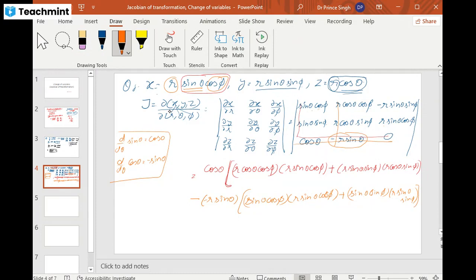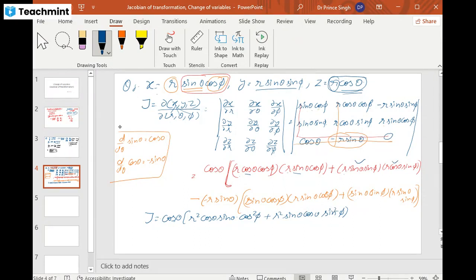Now, let us solve this particular expression here. So what do we get? The Jacobian of transformation, this is cos theta as it is. If we open this, r into r is r square, cos theta sin theta, cos theta sin theta into cos square. And here again r into r square, sin theta into cos theta, sin theta into cos theta is there into sin square.